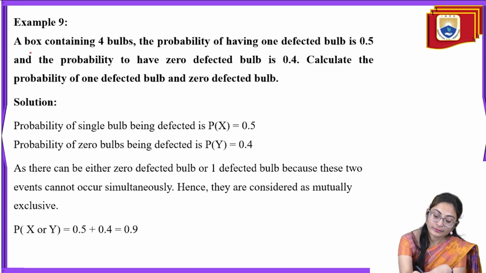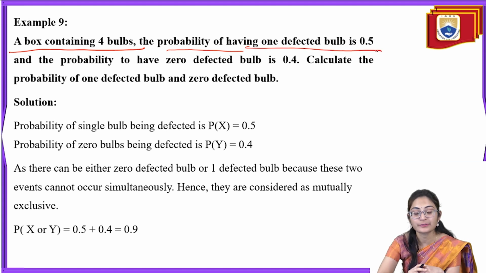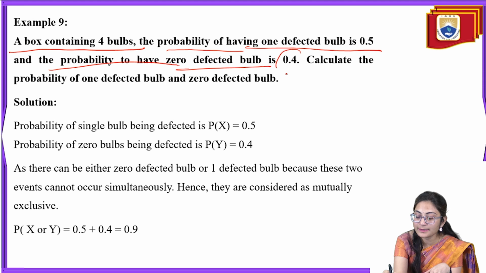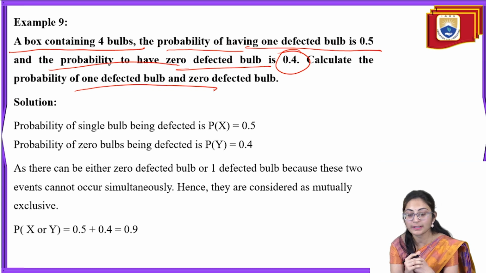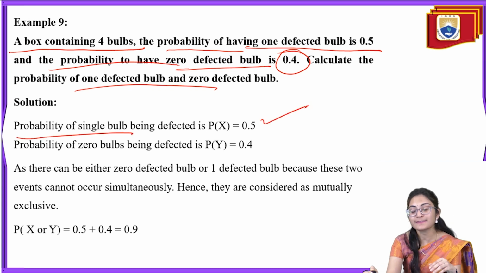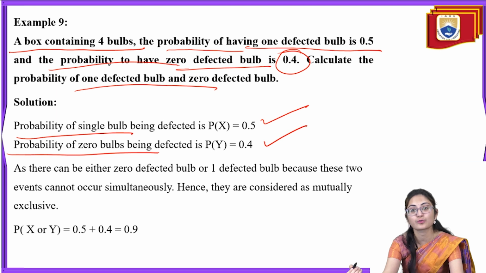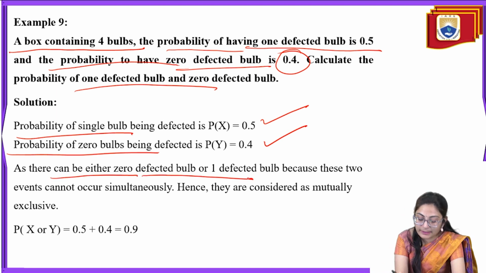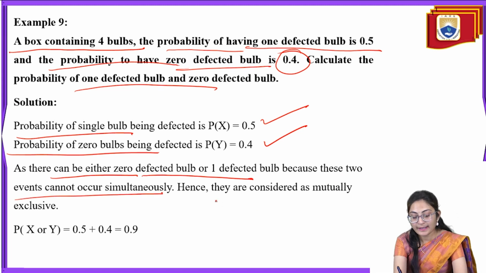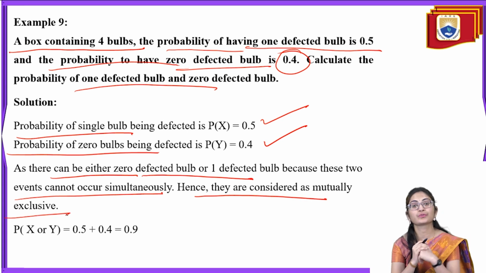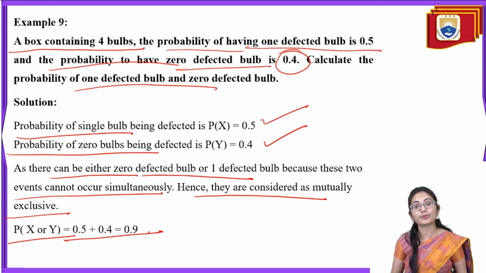Now example 9. A box containing 4 bulbs. The probability of having one defective bulb is 0.5 and the probability of having 0 defective bulbs is 0.4. Now you have to calculate the probability of one defective bulb or 0 defective bulbs. The probability of a single bulb being defective is P of X, that is 0.5. The probability of 0 bulbs being defective is P of Y, that is 0.4. There can be either 0 defective bulbs or 1 defective bulb, because these two events cannot occur simultaneously. Hence, they are considered mutually exclusive. So P of X or Y is equal to 0.5 plus 0.4, which is 0.9.